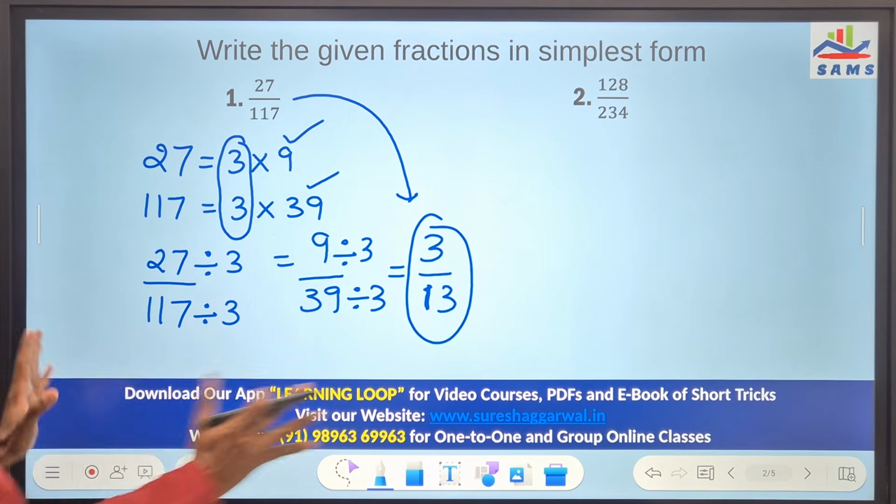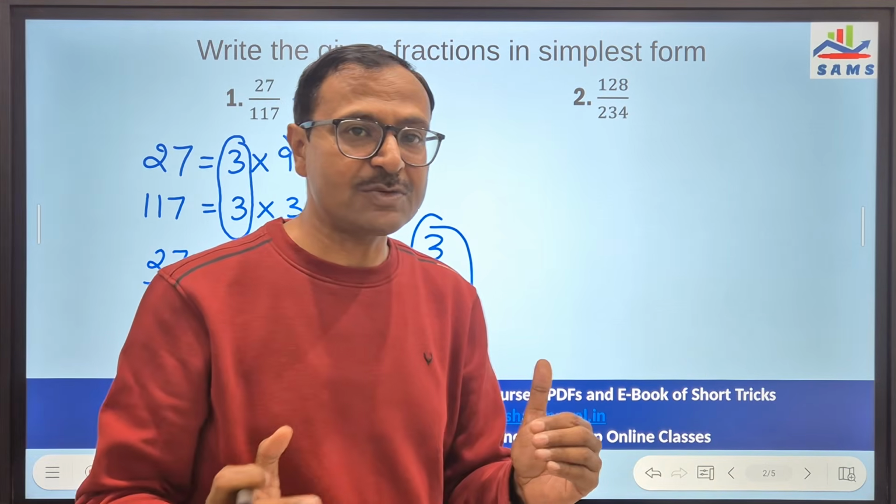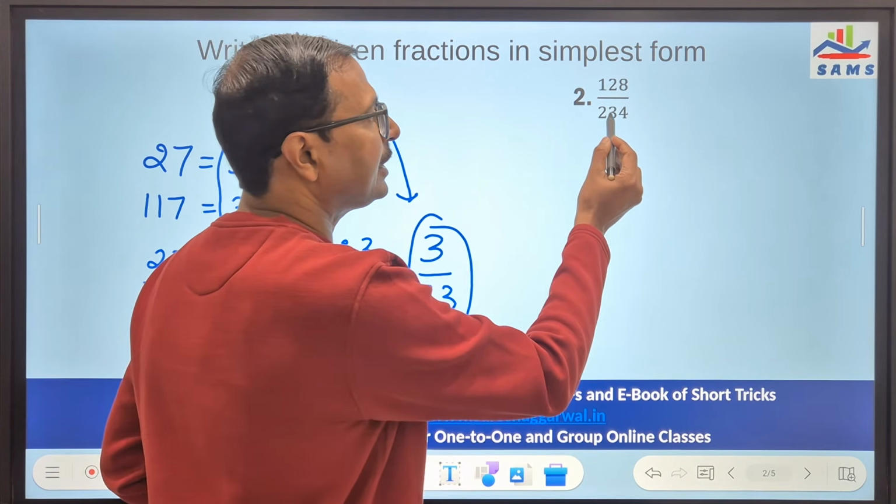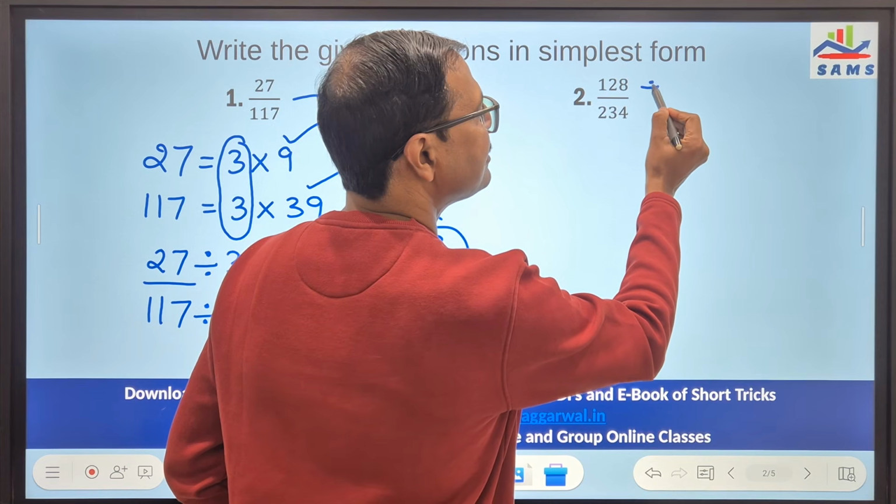So I hope you have understood how to write it in simplest form, and now we can proceed a little quicker. So 128 and 234. Obviously they are divisible by 2.